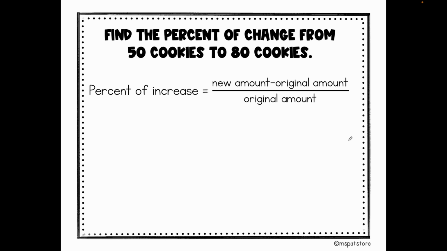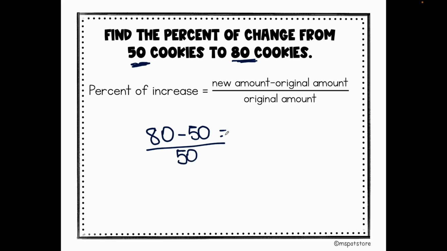Pause the video and try to find the percent of change from 50 cookies to 80 cookies. So my new amount is 80 cookies. That's what I end up having. My original amount was the amount of cookies that I started with. So in this case, it's 50. And then I need to divide by my original amount, which is 50.